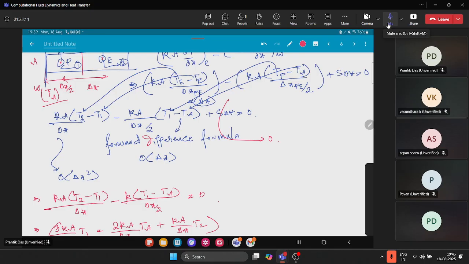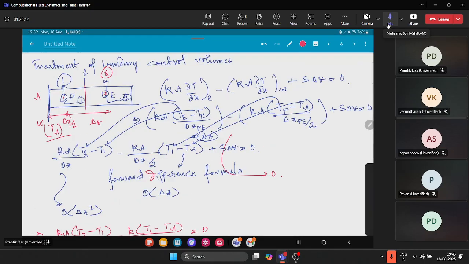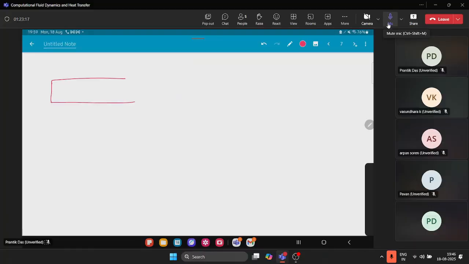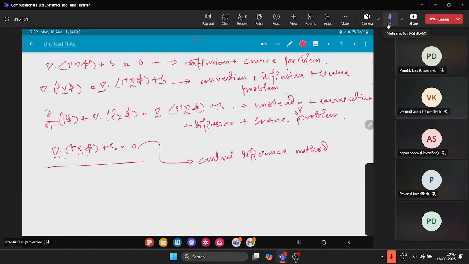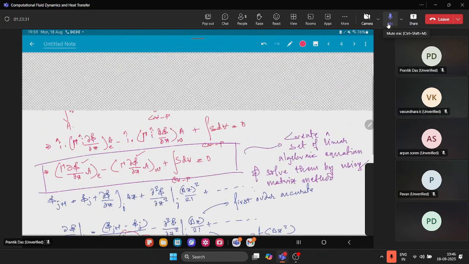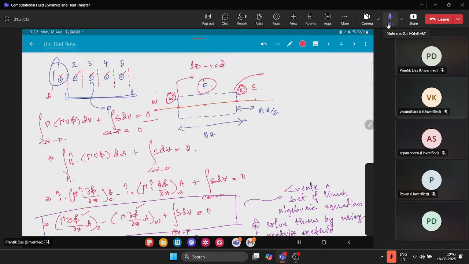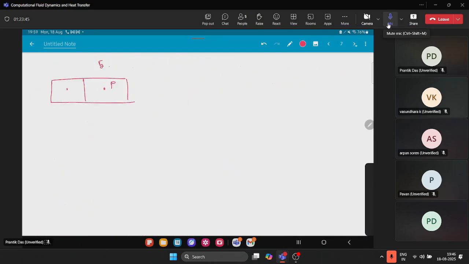Then I have to go to the other side of the boundary also. If I consider five cells within the domain, this one is five, and this one is B. Now I will deal with the fourth and the fifth control volume. This one is the fourth control volume and this one is the fifth control volume. So this is capital W and this is capital P.